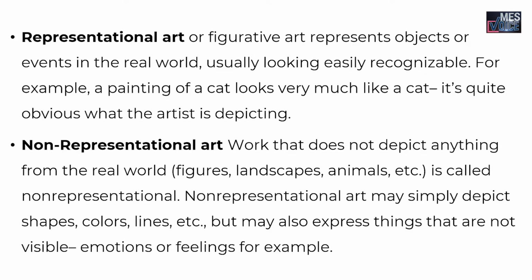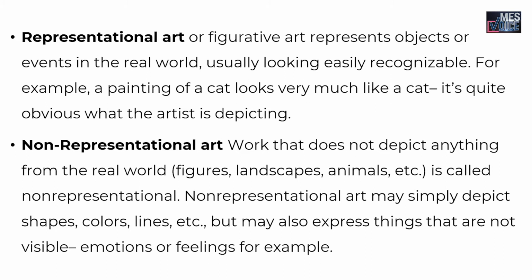And art can be divided into 2: representational art and non-representational art. Representational art is art which represents objects or events in the real world. For example, a painting of a cat which looks like a cat. It's quite obvious that the artist is depicting a cat. Whereas non-representational art is that which does not depict anything from the real world.